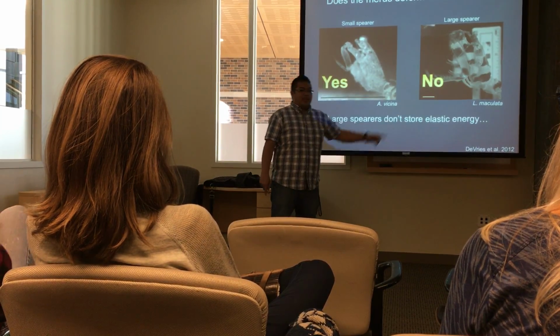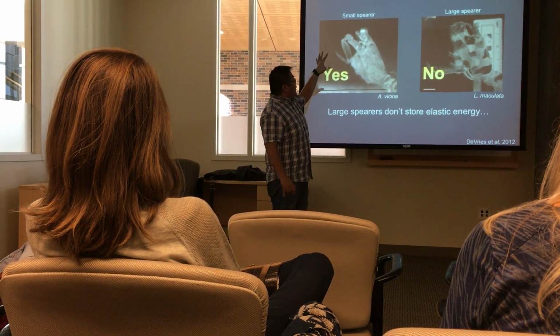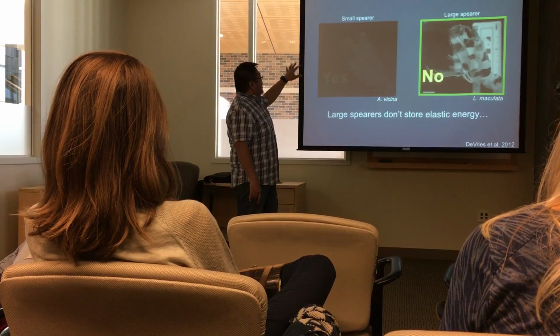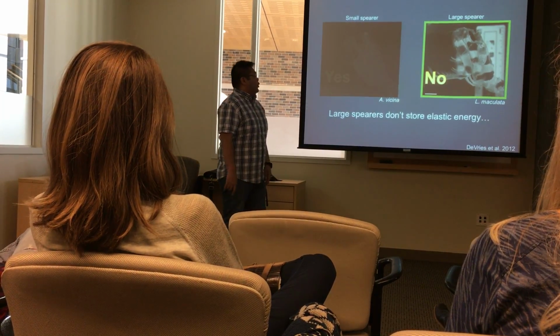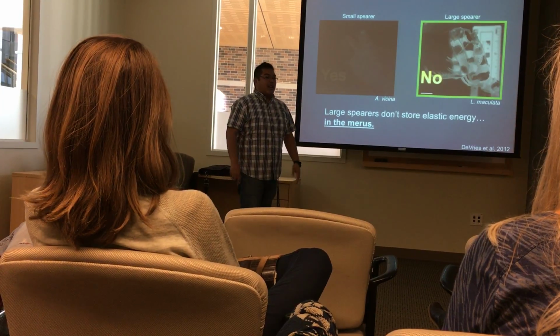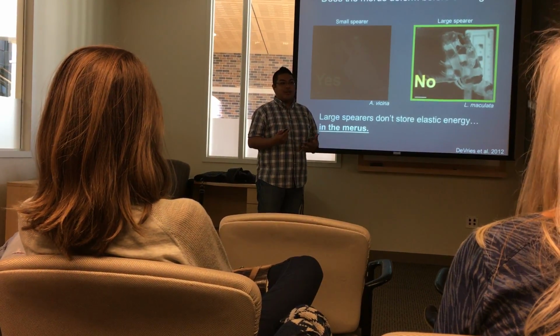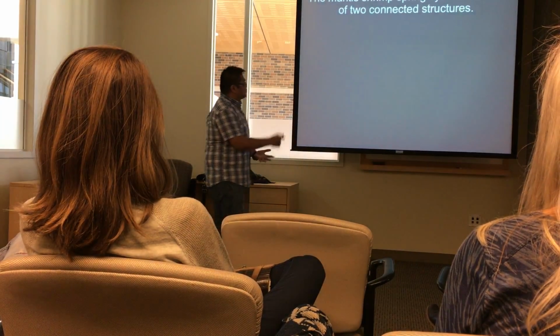But I left 3 little dots down there because I really want to make sure that we understand what the question is asking. And it's that, does the maris deform before striking? So large spears don't store elastic energy in the maris. It's still possible that these animals could be storing elastic energy in other structures. And what could those other structures be?